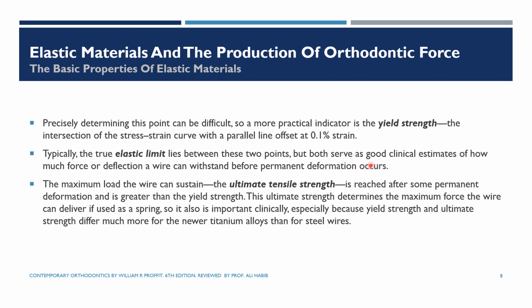But both serve as good clinical estimates of how much force or deflection a wire can withstand before permanent deformation occurs. A third point, which is the ultimate tensile strength, is the maximum load the wire can sustain. It's of course reached after some permanent deformation at greater than yield strength. So it represents the maximum force that the wire can deliver if used as a spring. So it is also important clinically because it is different between stainless steel wires and titanium alloy wires. These are the 3 important points that were described here.